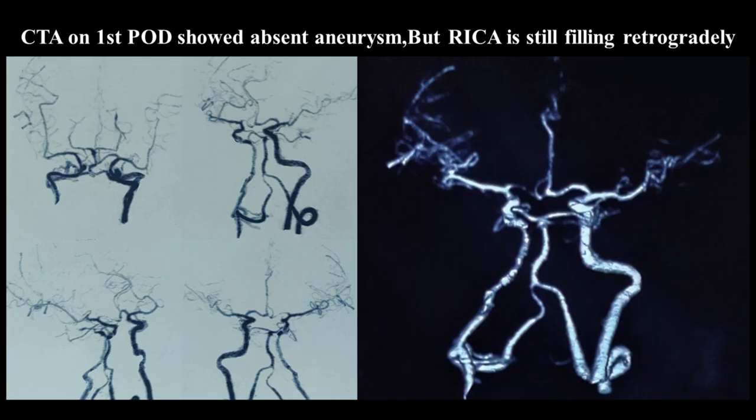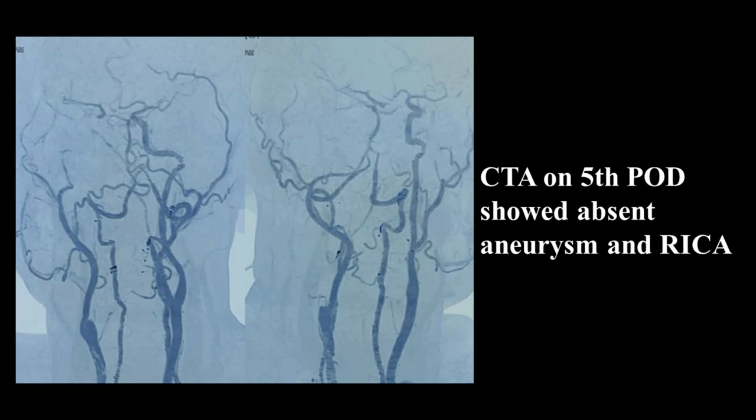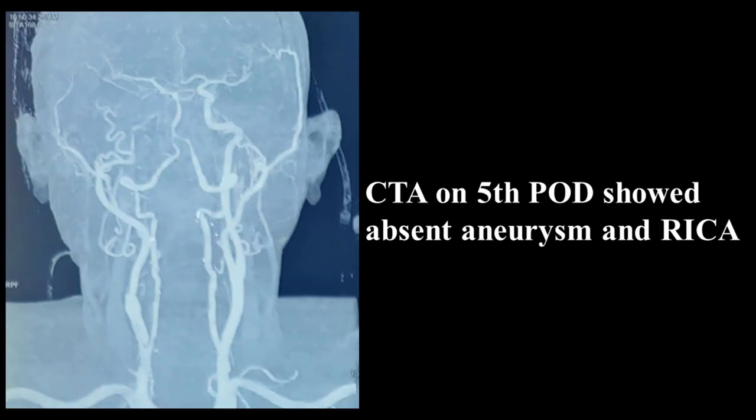CT angiogram on the first postoperative day showed absent right-sided ICA cavernous segment aneurysm, but the ICA is still filling retrogradely. CT angiogram on the fifth postoperative day was repeated and it showed absent aneurysm and the right-sided ICA is faintly seen, and the bypass is functioning and patent, so the STA-MCA bypass can be seen in the CT angiogram.